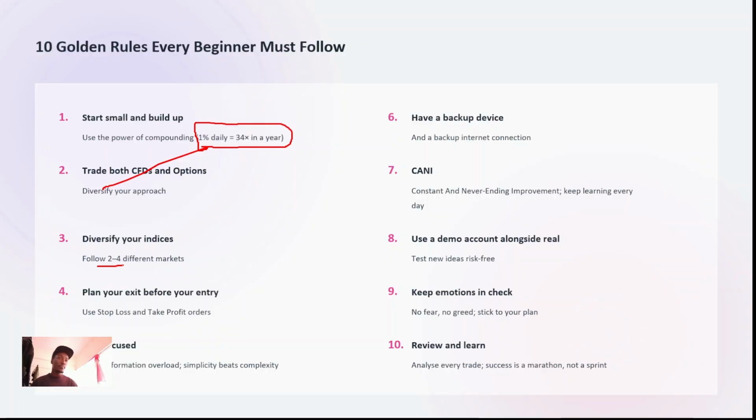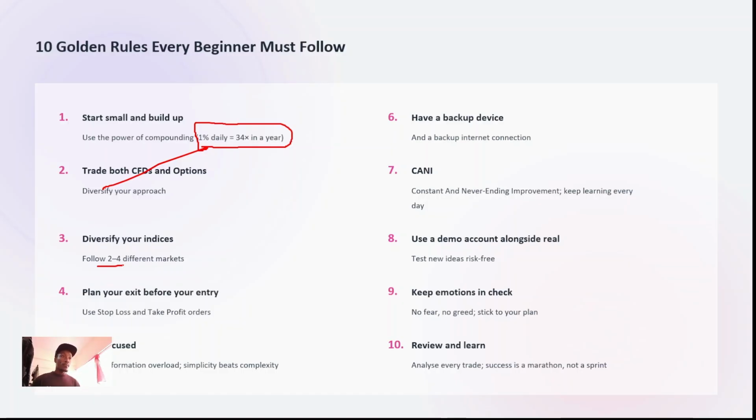Rule number 3, always have a backup device. Now, I cannot emphasize this enough. And always have a backup internet connection. The Wi-Fi can cut at any time. So you need to have a backup device that you can use to get into the market and confirm. If you see the market is going against you, you get the opportunity to exit the market.